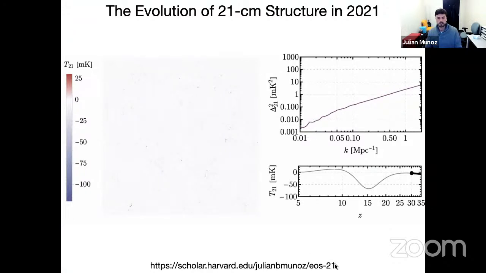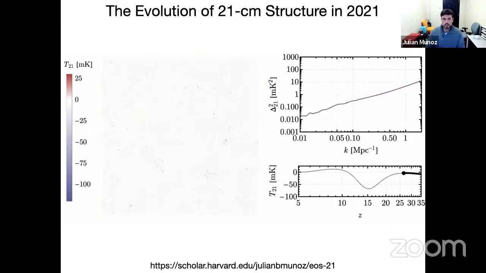And you can go on this website or any of our collaborators' to look at the animations, at the data, and download the lightcones if you want to play with that. But I'm going to start with the simulation. I'm going to first tell you what the panels are. On the left is going to be a slice of the simulation. The top right is the power spectrum in 21 centimeter, and the bottom right is the global signal.